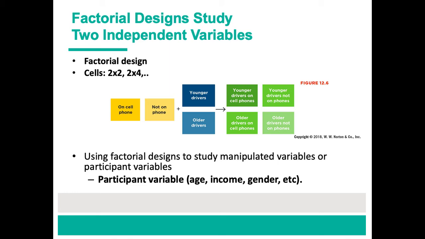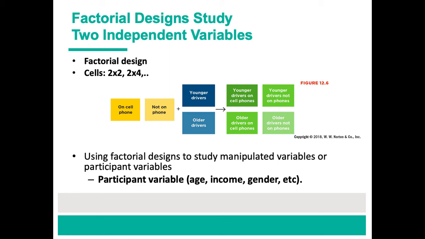And if this is a completely between subjects design, you have different people in each one of those conditions, right? So you have, let's say, 10 young drivers on the cell phone that you observe or study, 10 younger drivers not, 10 older, and 10 older not on the cell phone, right? So you have 40 total, let's say.